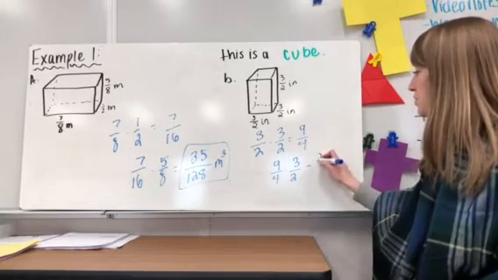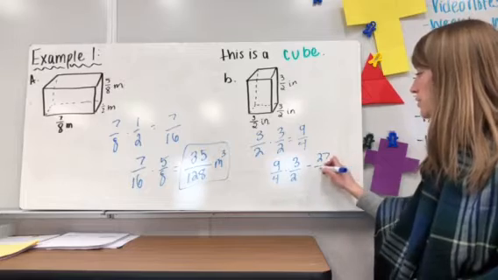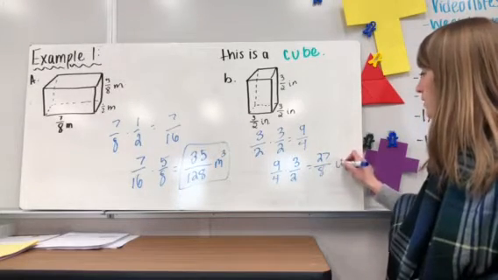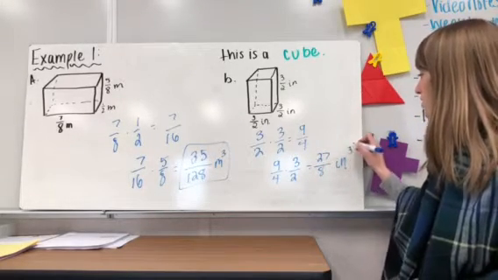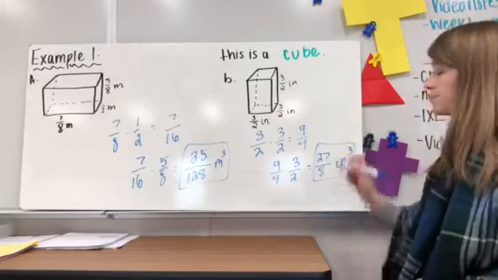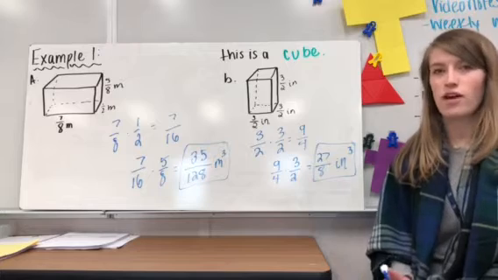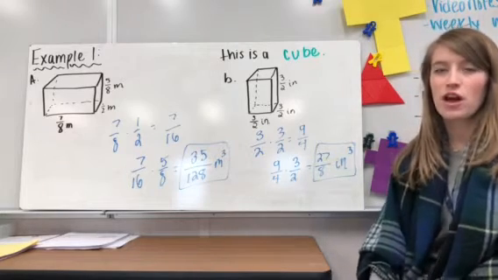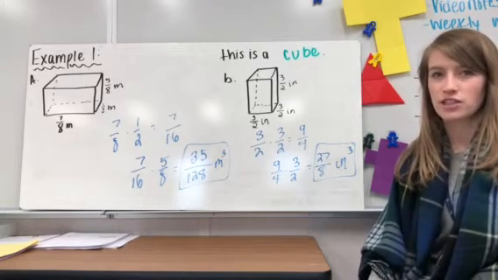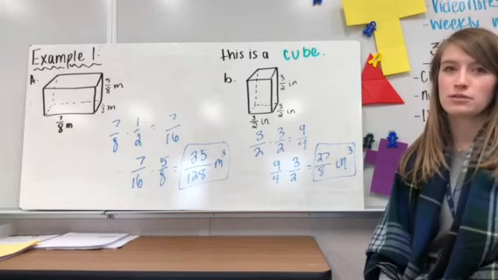9 times 3 is 27. 4 times 2 is 8. I'm left with 27/8 inches cubed. You can make this a mixed number if you'd rather, but it's also fine to leave it as an improper fraction. Go ahead and finish the on your own sections here, but save the back examples for next time.